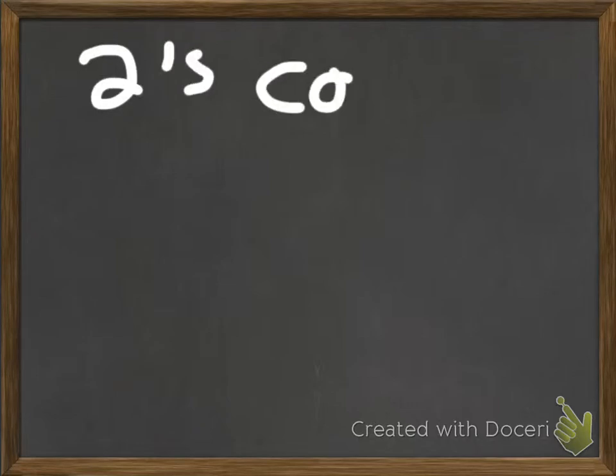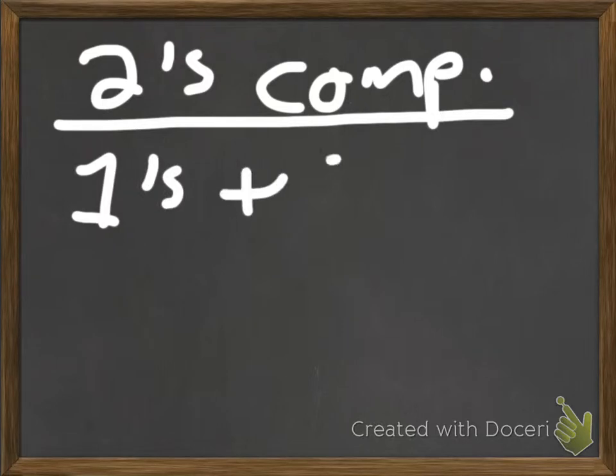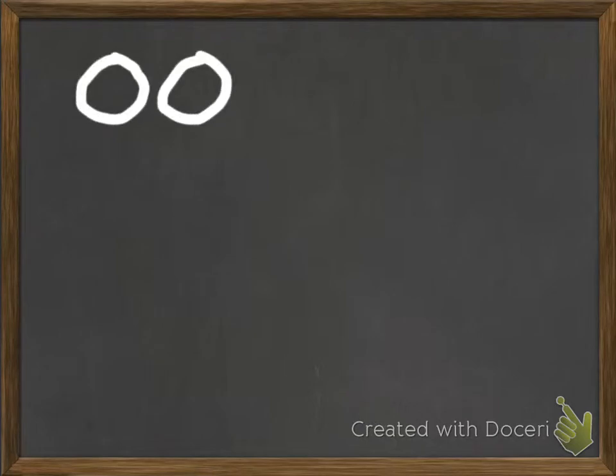Pretty much the 2's complement, and here, let me just write it out real quick. 2's complement, and I'm going to abbreviate it and leave it at this. For 2's complement, you pretty much take the 1's complement and you just add 1 to it. Okay, so given the number that we had before, we had a 0 0 0 1. Let's assume this is our 1's complement.